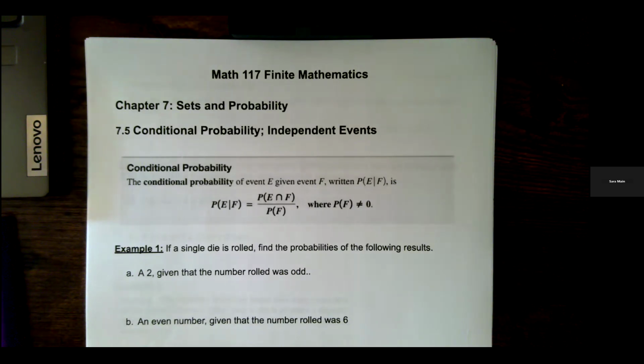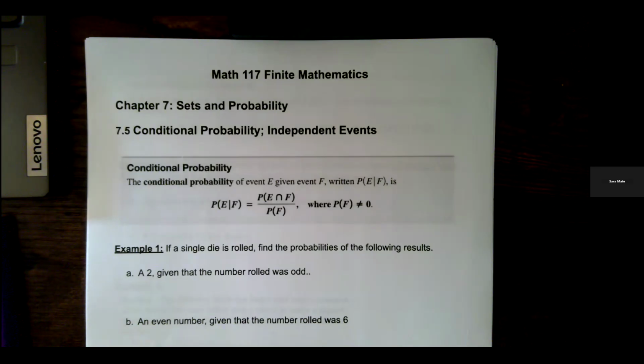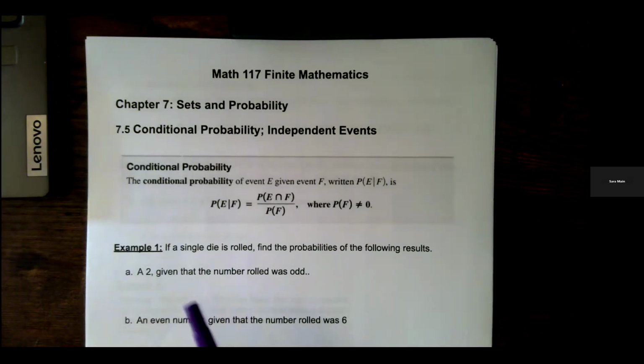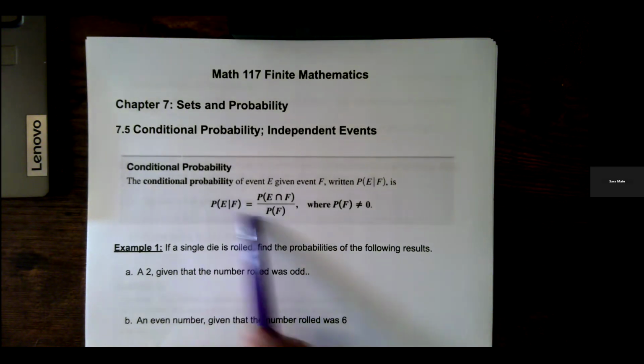Today we're going to look at conditional probability and independent events. You might want to have your 7.4 notes because we're going to be referencing the rolling of the two dice table and also the cards, if you're not familiar. So example 1 is all about this conditional probability.